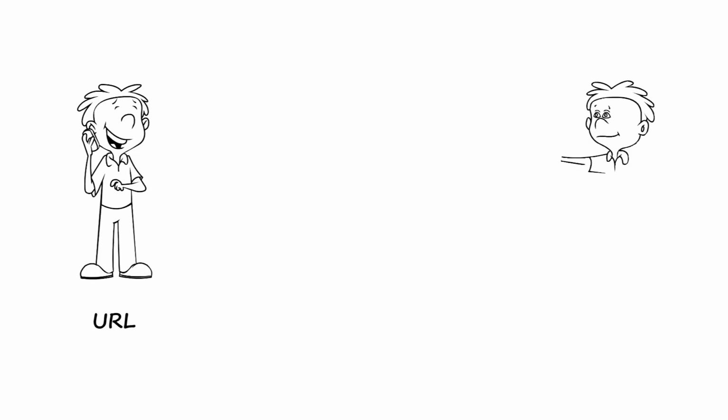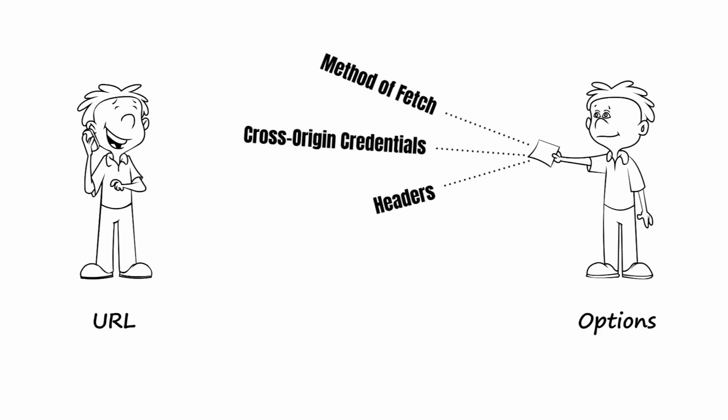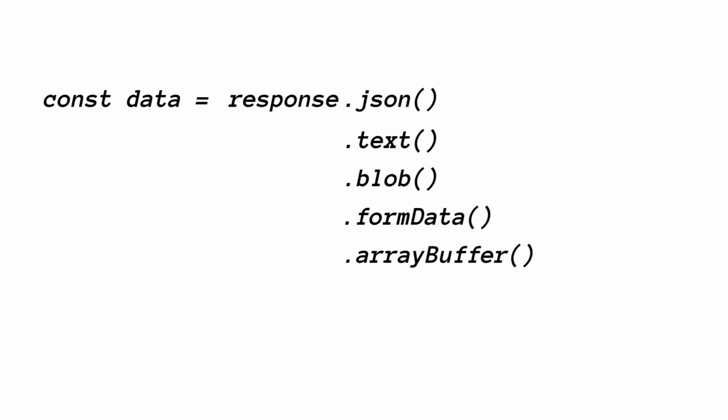If you notice the structure of the fetch method, it has only two parameters. One is the URL and the second is options, which contains the method of fetch, cross-origin credentials, headers, etc. Reading the response is very easy by converting the response to different formats. There are some methods available which return a promise that resolves with the complete contents of the fetched resource. Besides the JSON method, the response object has other methods such as text, blob, formData, and arrayBuffer to handle the respective type of data.